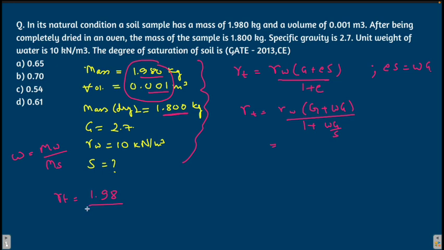1.80 by 0.001. But here is a catch. The catch is that you will get the density in kg per meter cube. If you just put this density over here, you will end up doing the wrong thing, because here gamma W is given in kilonewton per meter cube. You see the units, you have to use the density gamma T in the same units in which gamma W is given to you.